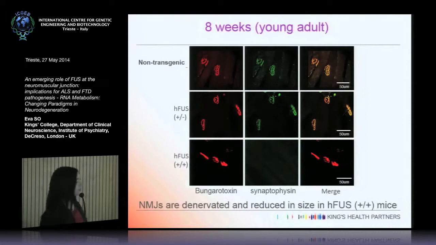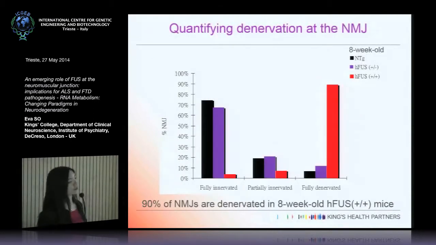However, only in the homozygous mice I couldn't find the staining with synaptophysin. And also you can see the bungarotoxin staining here shows that they are much reduced in area and very narrow, which shows that the NMJs are denervated and also reduced in size in these mice. So I also quantified the denervation at the neuromuscular junction, and in these homozygous mice, about 90% of the NMJs are denervated at the end stage.